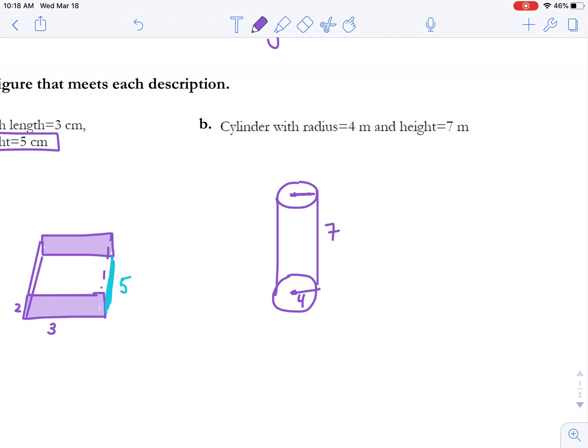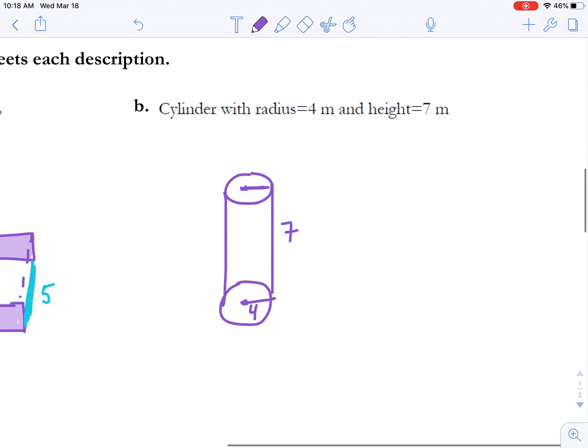Okay. Another way you might see is that this bottom circle might be dotted this way and then solid here, because again, you can't really see through the cylinder.